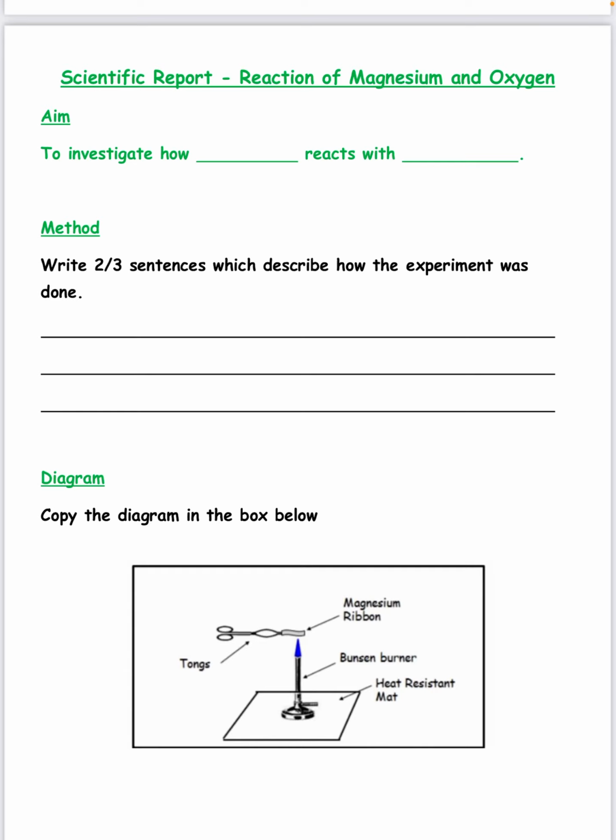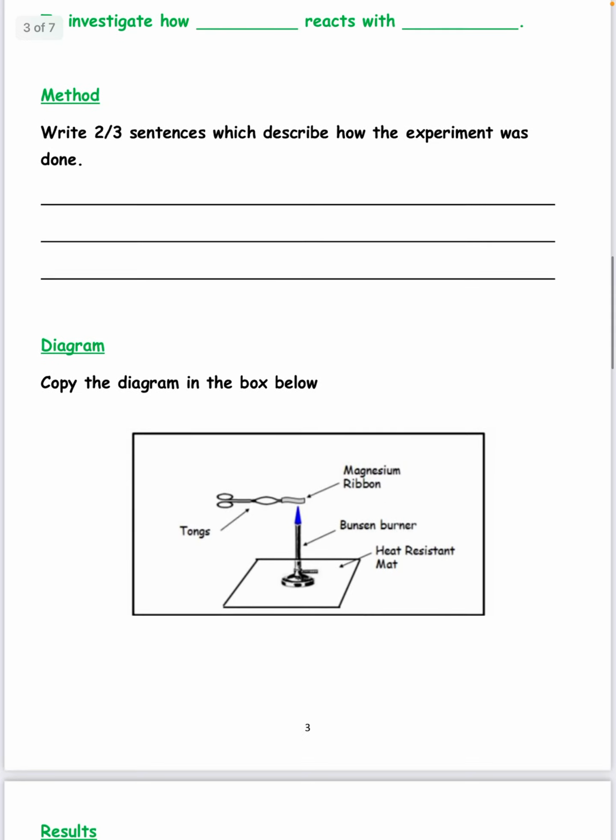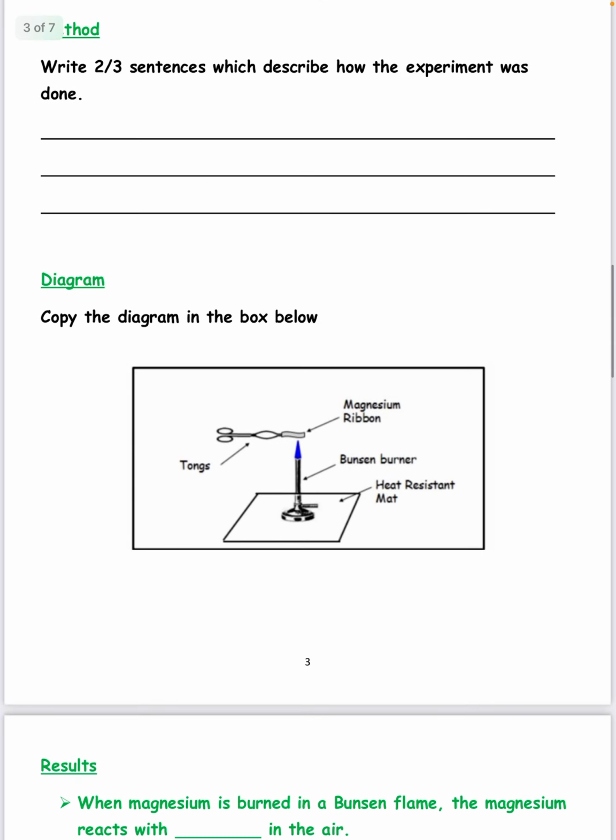So scientific reports, we have done them in class before, so we know that we start off with the aim, then we do our methods. Now write 2 to 3 sentences that describe how the experiment was done. So obviously you haven't got a chance to do it, but you should be able to describe it from the video. Very, very simply describe it. You don't go into a huge amount of detail. It should be clear. It should be bullet points if you want. But basically it's like a little recipe. If somebody else wanted to repeat it, they could copy your method.